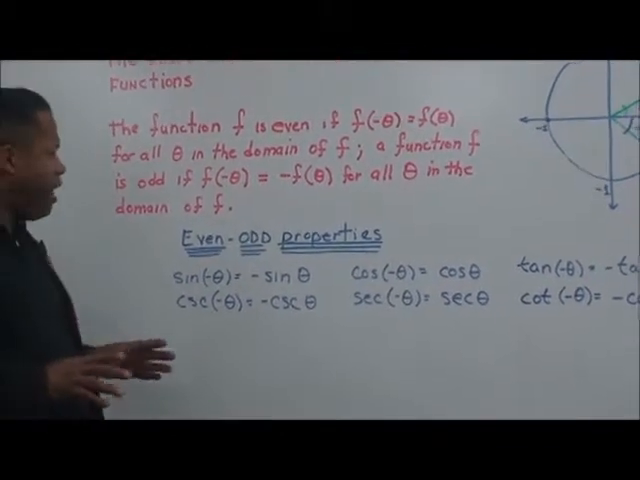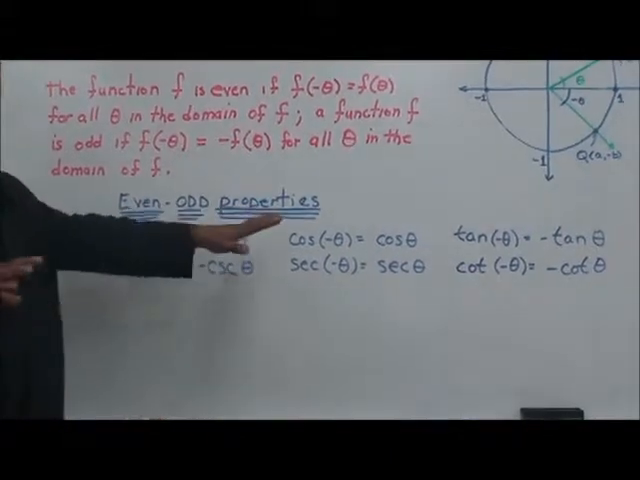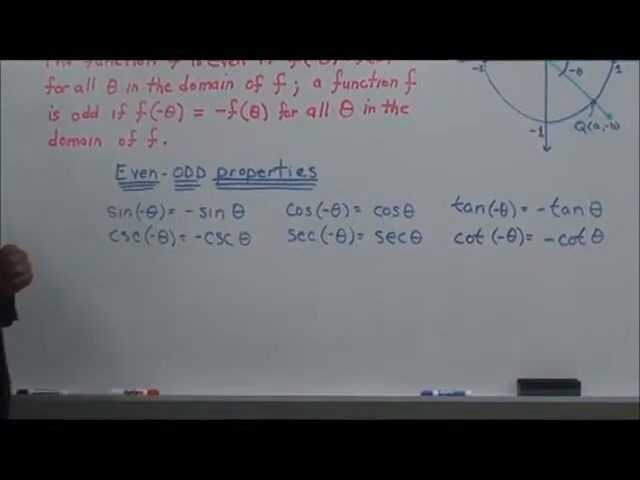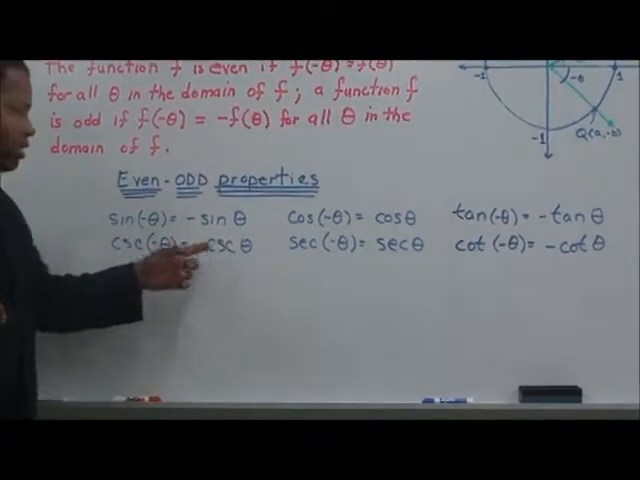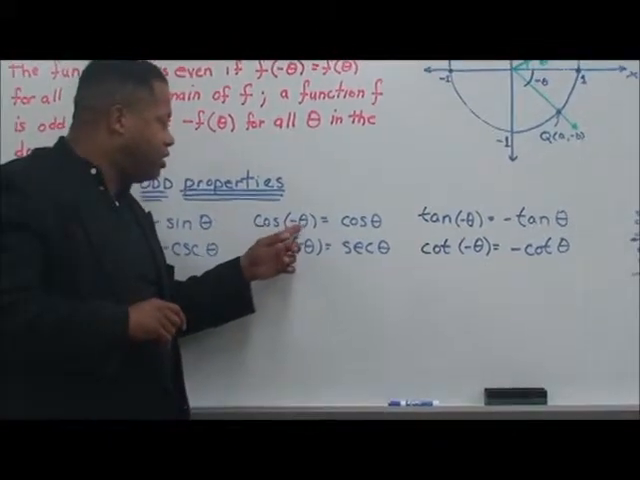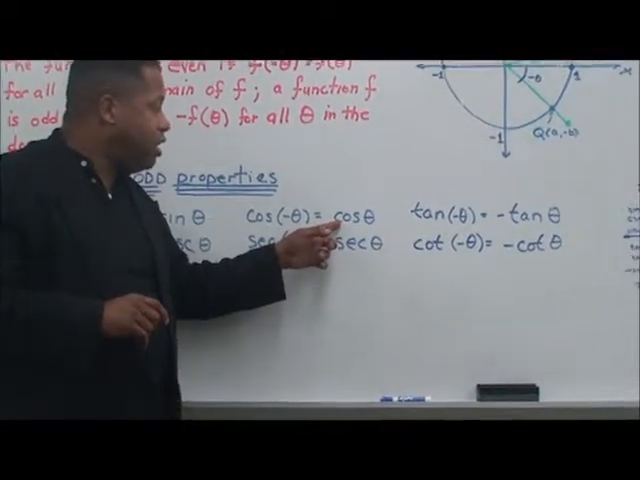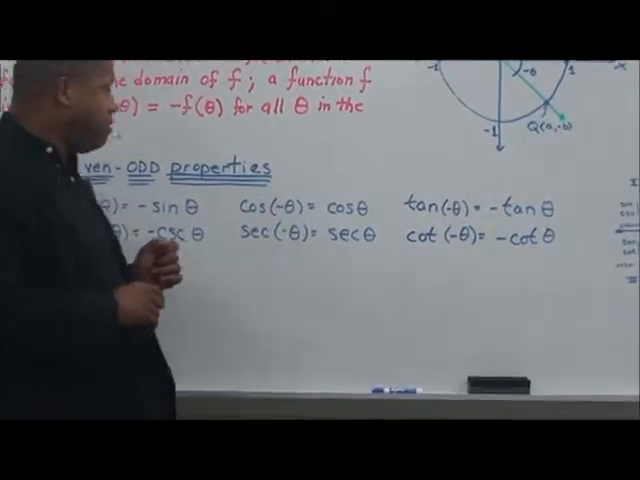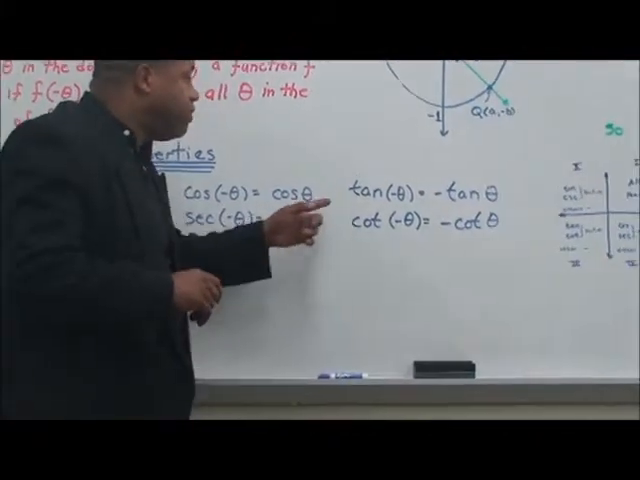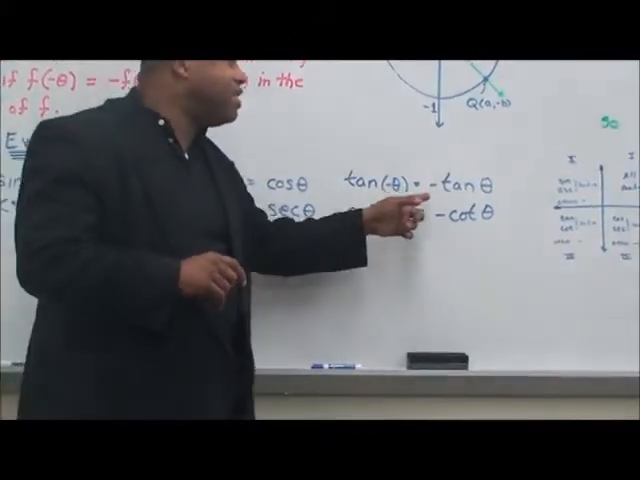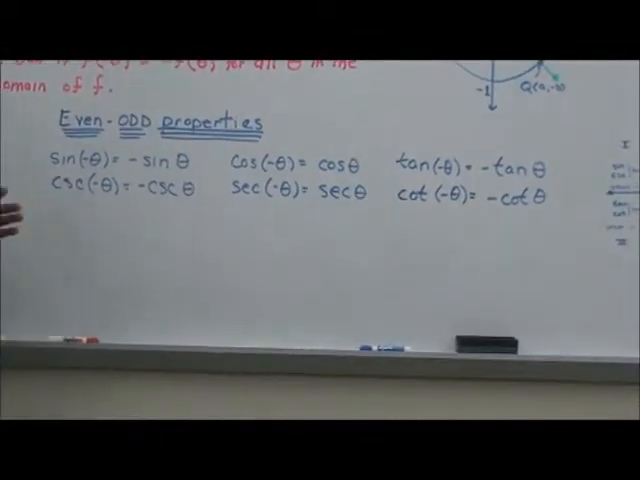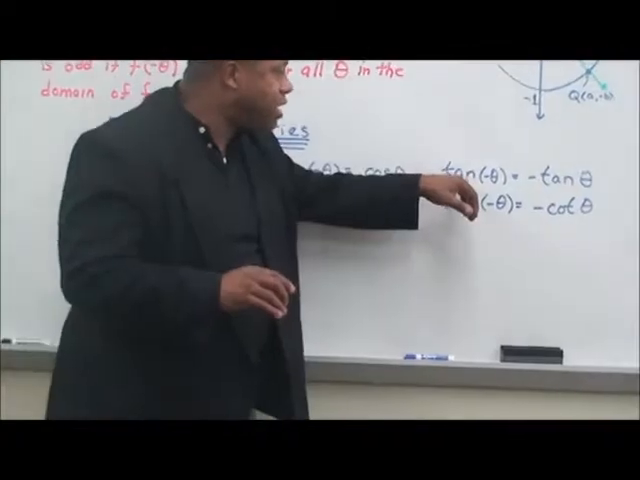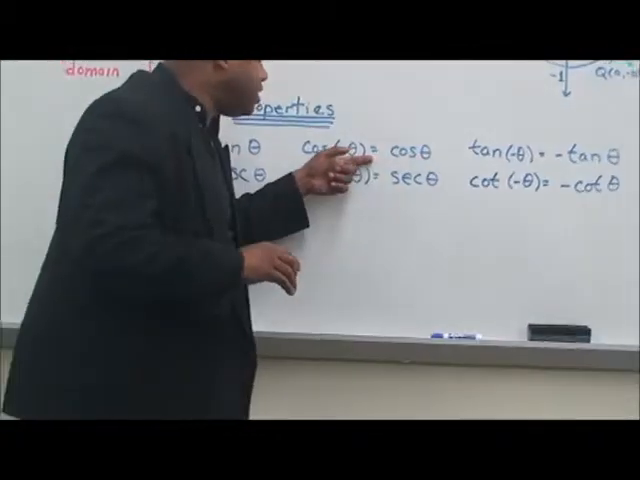Now, let's look at some properties here. Even and odd properties, look at this. So this basically is saying the same thing as sine negative theta is equal to negative sine theta. Cosine negative theta is equal to cosine theta. Now, this here is an even property, right? And then of course, tan negative theta is equal to negative tan theta. Now, this is an odd property and this is an odd property. This is an even property.